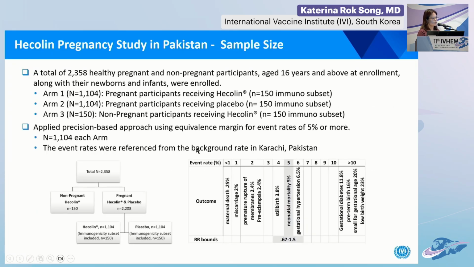A total of 2,358 healthy pregnant and non-pregnant participants were enrolled. 1,104 pregnant participants received Hecolin. The same number of pregnant participants received the placebo. And we included 150 non-pregnant participants who received Hecolin.